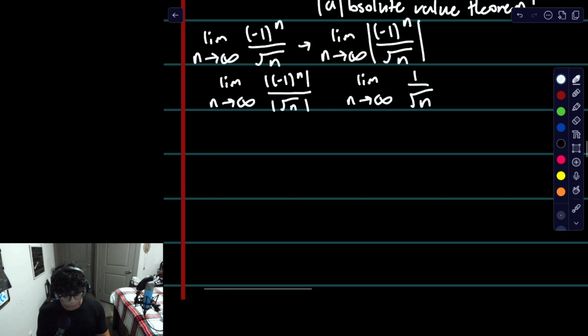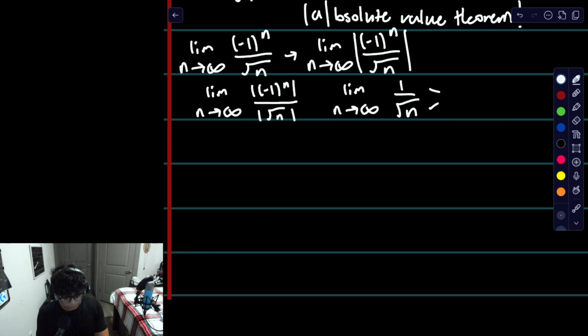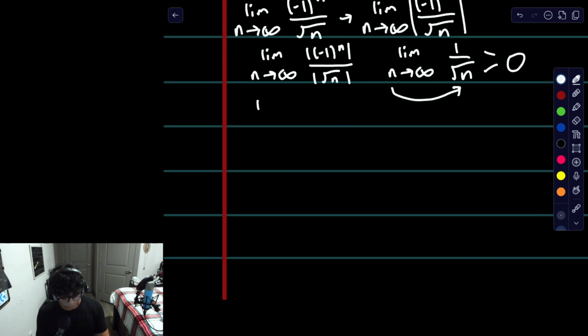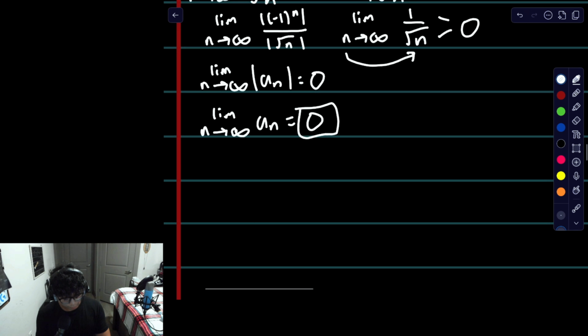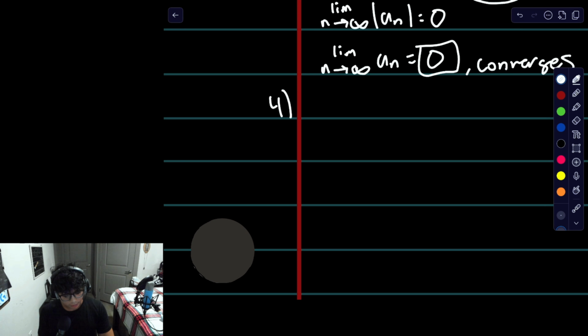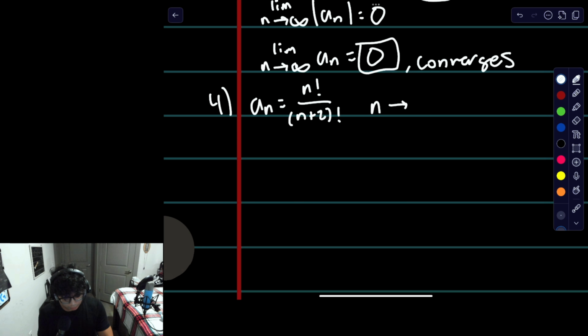Now this makes everything so much simpler, as this just approaches 0 when you plug in your n, proving that the limit as n approaches infinity of the absolute value of your a of n is 0. Therefore the original limit that was set must also be 0. So your final answer is 0, converges. Now last but not least, let's let a of n equal n factorial over n plus 2 factorial. And of course, let's let n approach infinity.